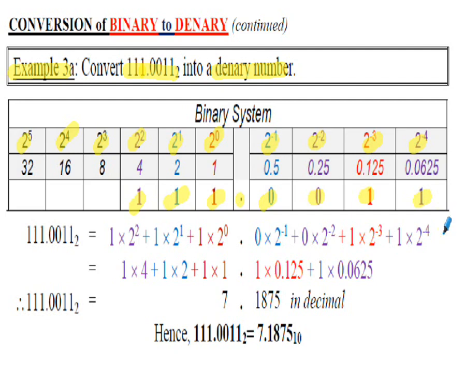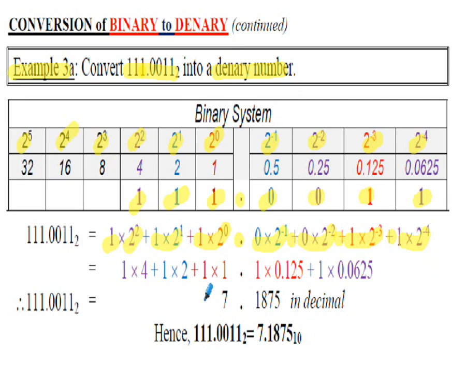111.0011. Now using the column heading formats and multiplying by the digits, we will get 1 times 2 to the 2 plus 1 times 2 to the 1 plus 1 times 2 to the 0 to the left of the decimal point, and to the right of the decimal point we've got 0 times 2 to the minus 1 plus 0 times 2 to the minus 2 plus 1 times 2 to the minus 3 plus 1 times 2 to the minus 4.